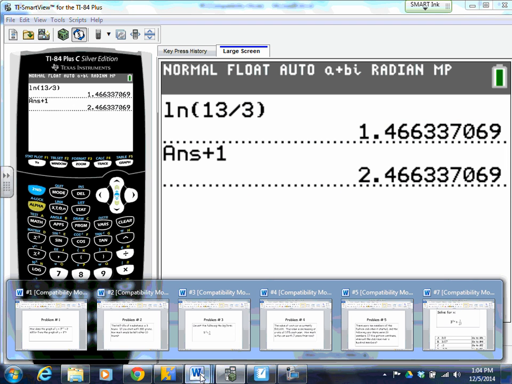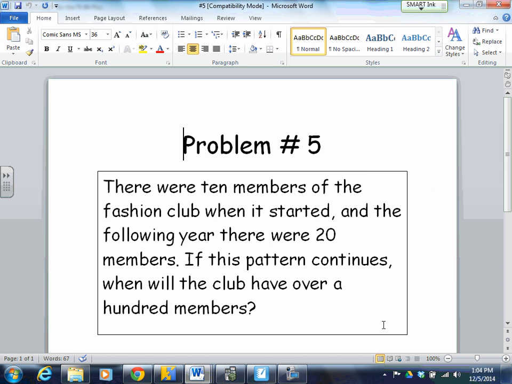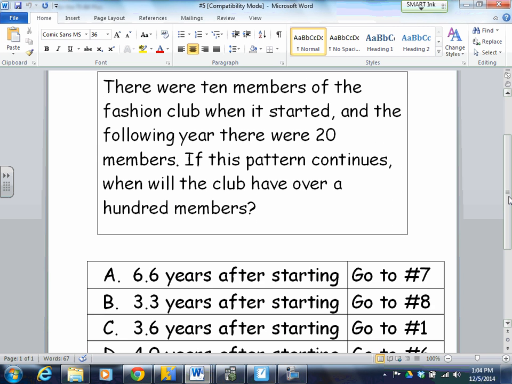Okay, and now moving to number 5. There were 10 members of the fashion club when it started. The following year, there were 20 members. Assuming the pattern continues, when will it have over 100?